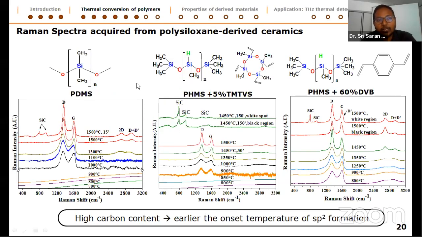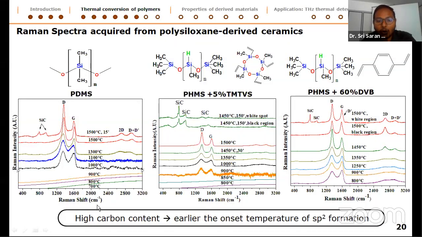And we looked at the Raman spectroscopy of the different precursors. As you can see, it's the PDMS with the 2 methyl groups and PHMS, and here we used TMTVS. It's this molecule as a cross-linker. It has SiH and a high carbon content in the precursor. So what you can notice is how we evolved with temperature. All the materials have the carbon peaks at some point of temperature.